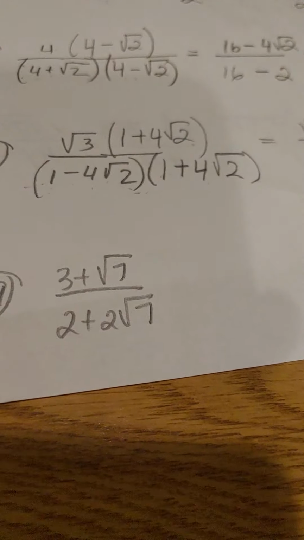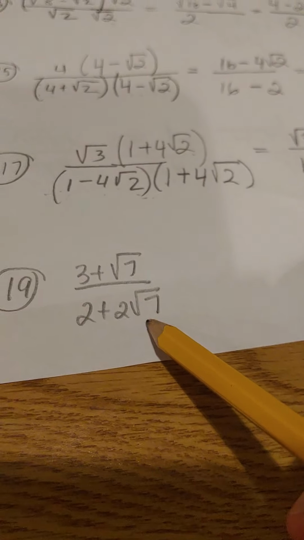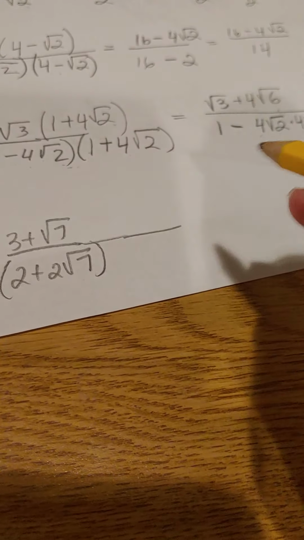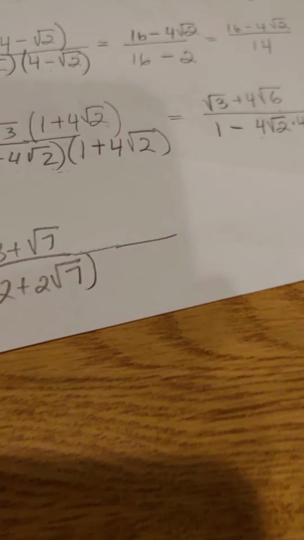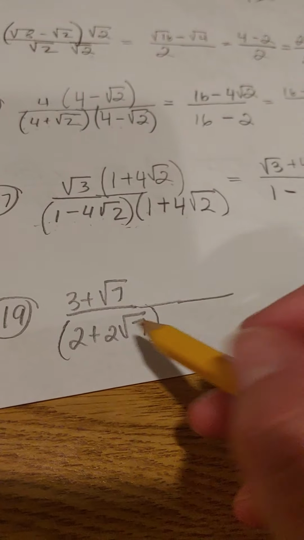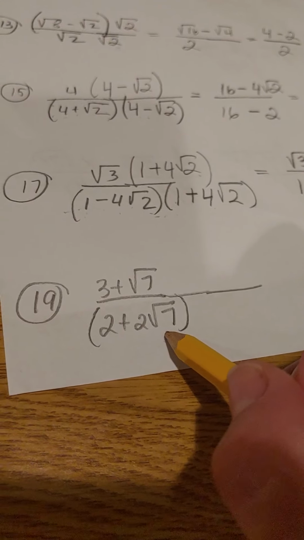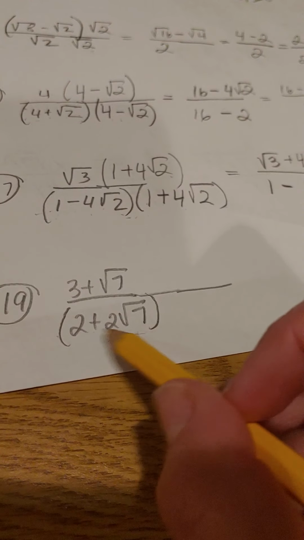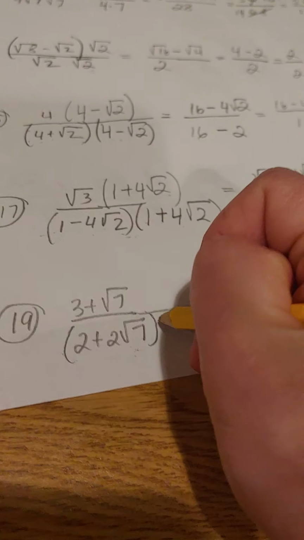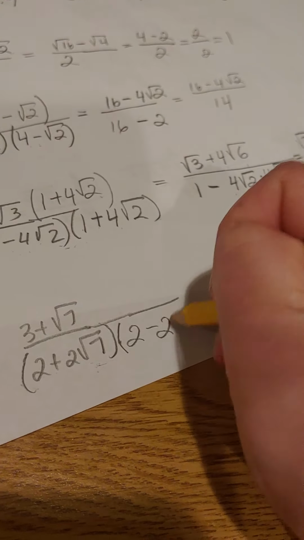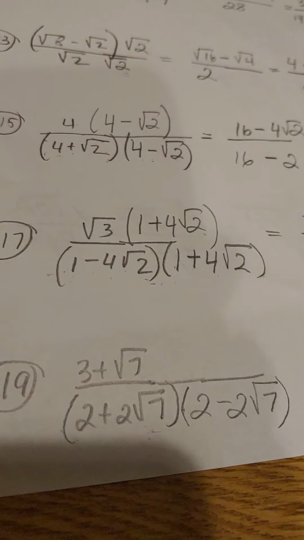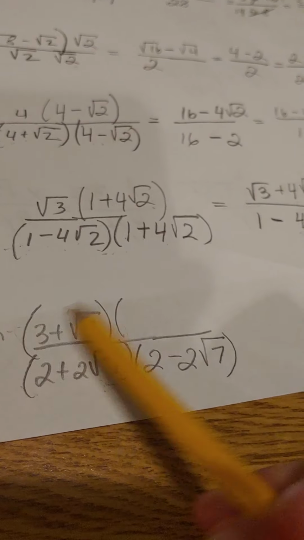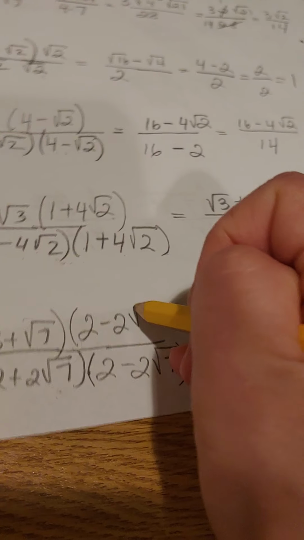The final one is number 19. We see the radical on the bottom. No, it's not. It's something with ed. I just forgot that word. Okay, I will try to remember. So we see the radical on the bottom, and the radical term is one of the two terms, and the other doesn't have any radical. In this case, we have to multiply by the opposite, both the top and the bottom. The top also has two terms, so we have to put parentheses around it. It's 2 minus 2 square root of 7.